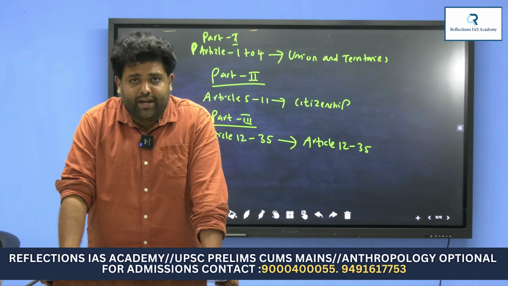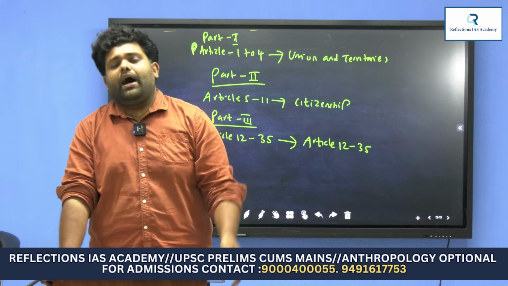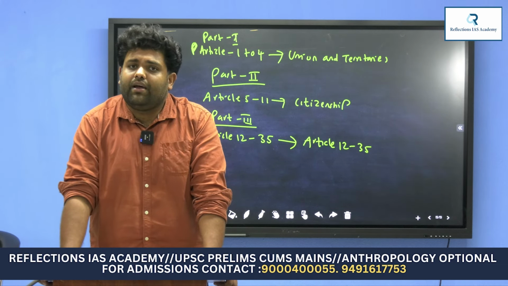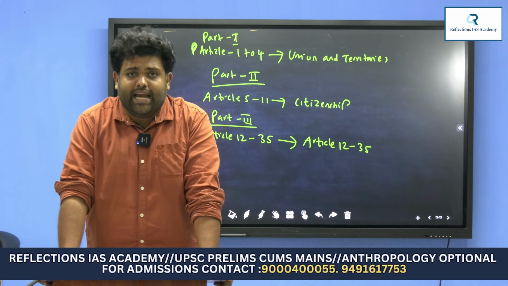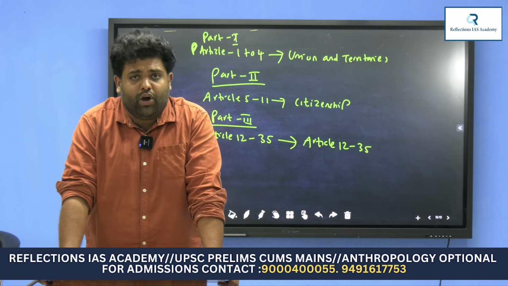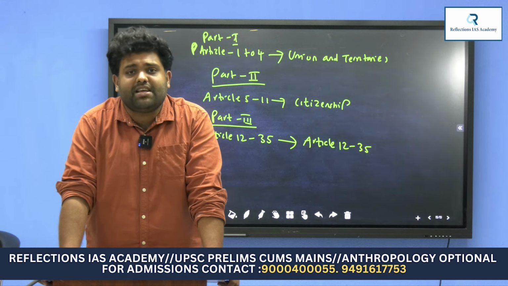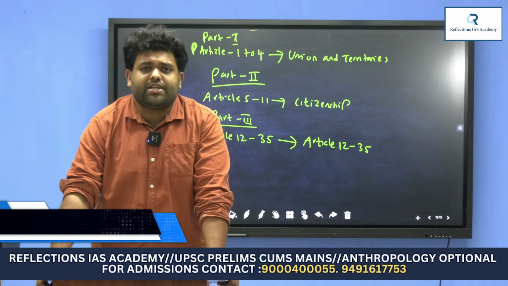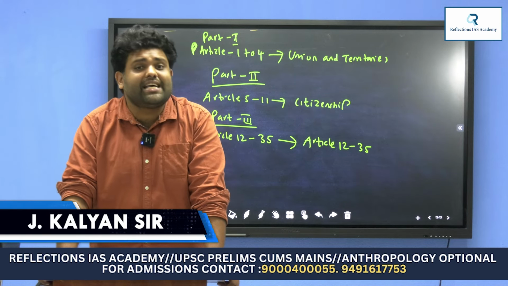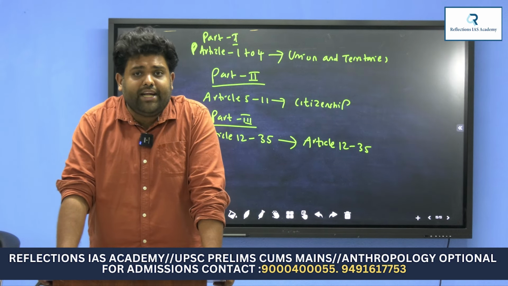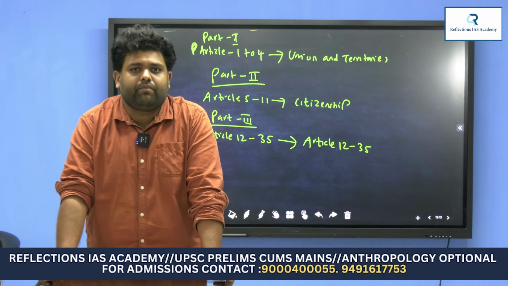Article 15 talks about what? We should not discriminate against people based on their caste, creed, religion, place of birth and their gender. Article 16 talks about right to equality in public employment. Article 17 talks about abolition of untouchability. Article 18 talks about abolition of titles like sir. Titles were given in the British era. Article 19 talks about right to freedom of expression.